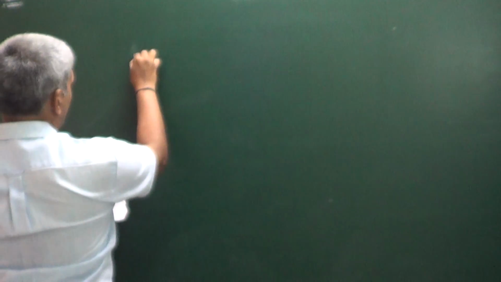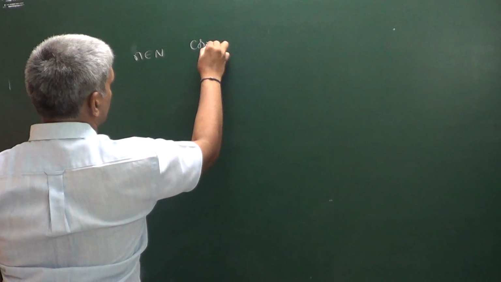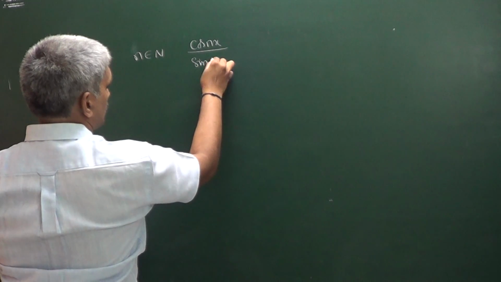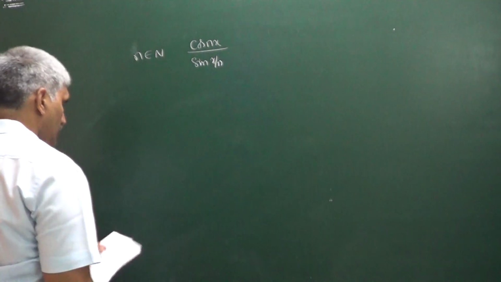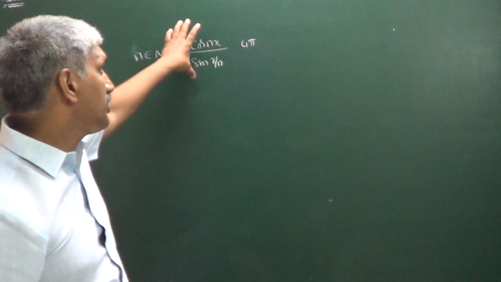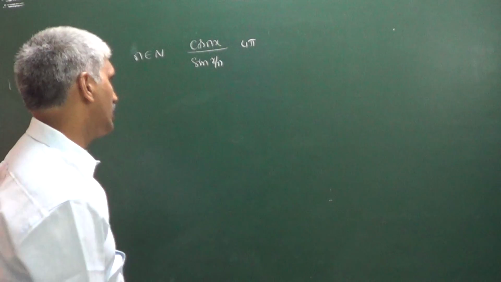So this is another question. The question is given like this: n belongs to natural numbers. Cos nx divided by sin(x by n) is a periodic function with period 4 pi. This is a periodic function with period 4 pi, given. Then it is asking what is the value of n.